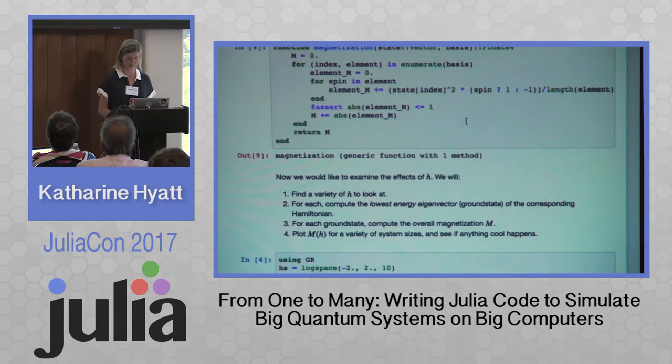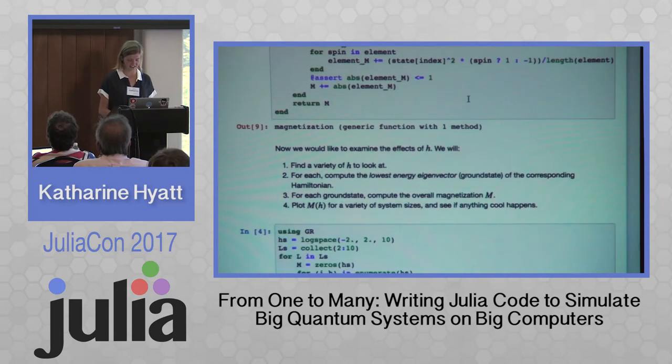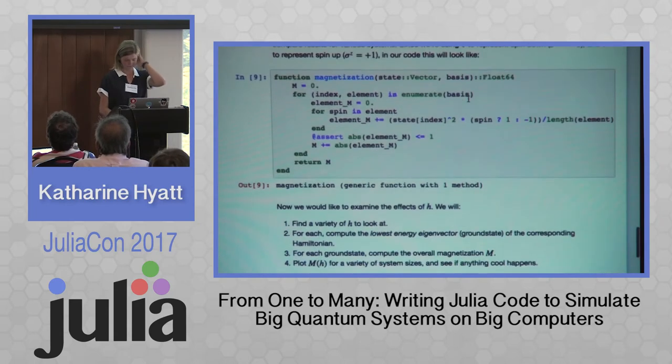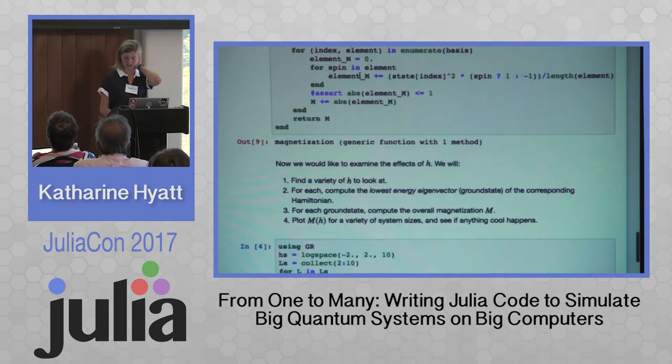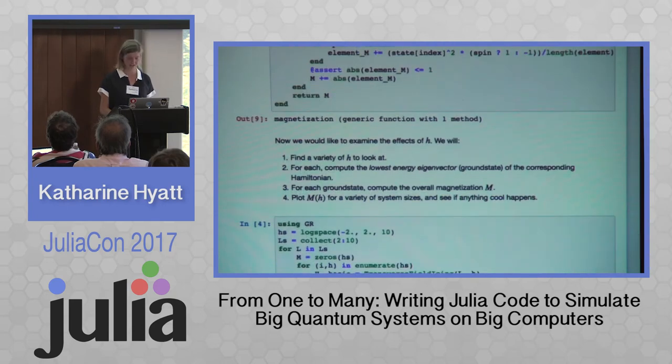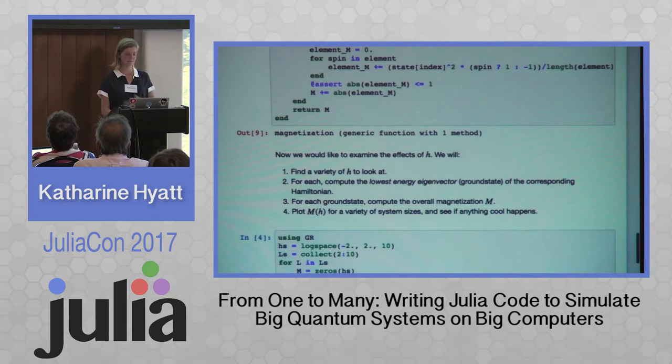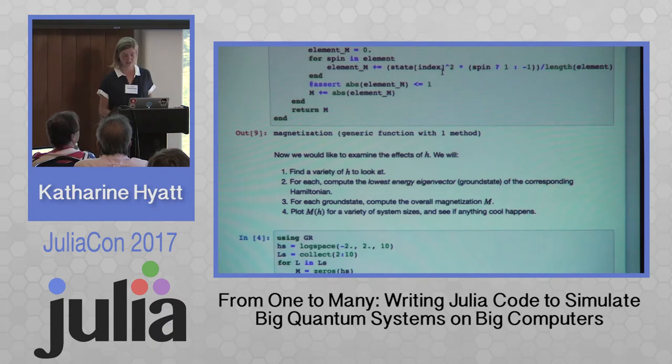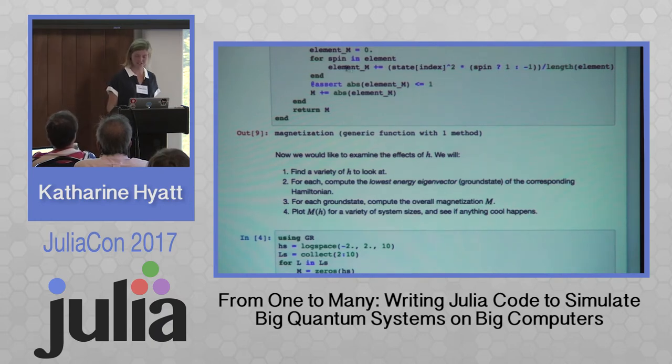So here I also have written a little function, magnetization, to calculate this. All it does is go through the basis that we generated, given some state that, for instance, could be an eigenvector of the Hamiltonian, and then computes the per site magnetization, which is this element m, sums them all up and returns the total magnetization. Does that make sense?